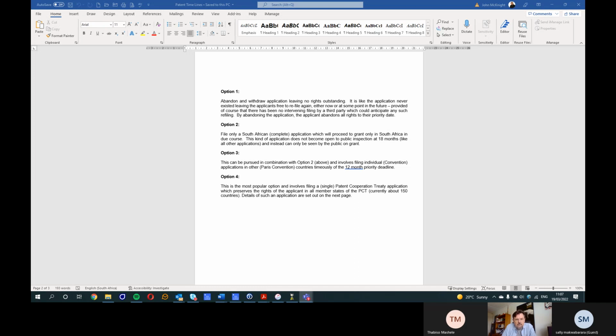Then in terms of Section 51, can any member of the public ask the registrar for an amendment of an existing patent? No, only the proprietor. Only the proprietor can amend his own patent.